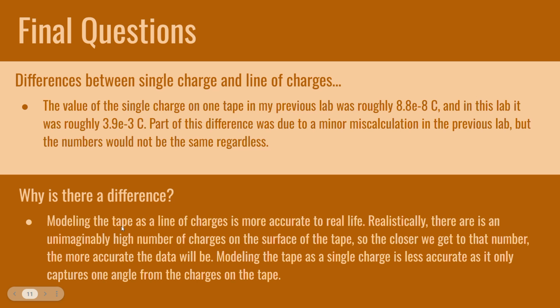Why is there a difference? Modeling the tape as a line of charges is more accurate. Realistically, there's a very high number of charges on the surface of the tape, so the closer we get to that number, the more accurate the data will be. Modeling the tape as a single charge is less accurate because it only captures one angle and one charge, and we're representing it all in the same place, which it's not really.